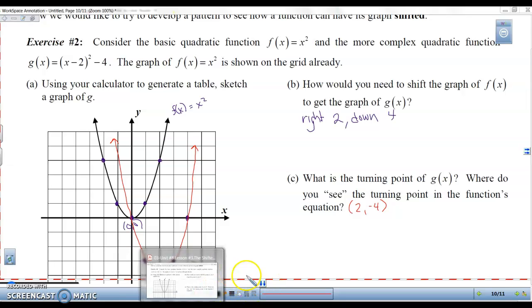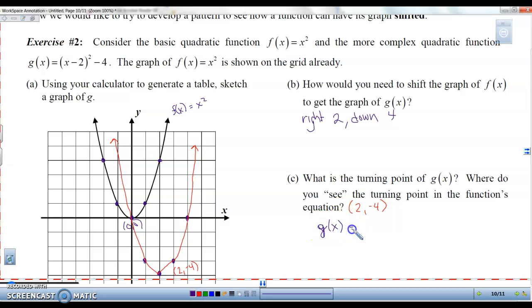Okay, we have g of x equals x minus 2 squared minus 4. Do you see 2, negative 4 in this problem? I do. The 2 is right there. Negative 4 here is the -4 here. Now notice the sign here.